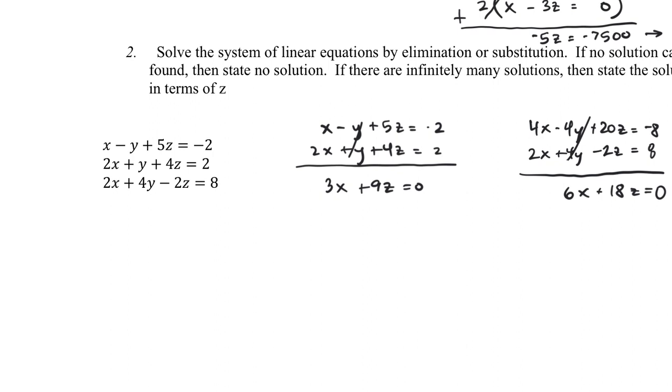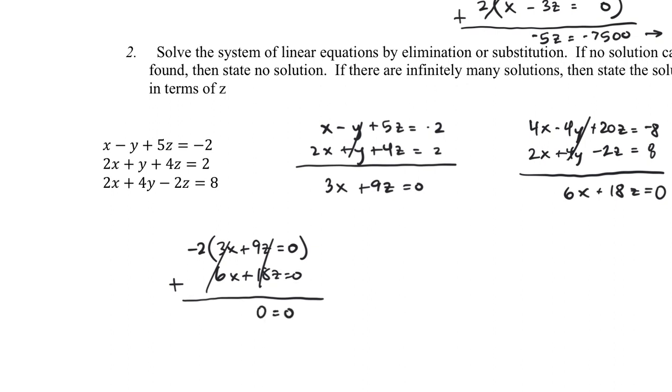equals 0. So now we combine these 2 equations, the result from step 1, which was 3x plus 9z equals 0, and then the result from step 2 was 6x plus 18z equals 0, and then we eliminate one of the variables. So if I multiply the top equation by negative 2 and add these together, this becomes a negative 6. So x eliminates. This becomes a negative 18. So z also eliminates, which means we have 0 equals 0.